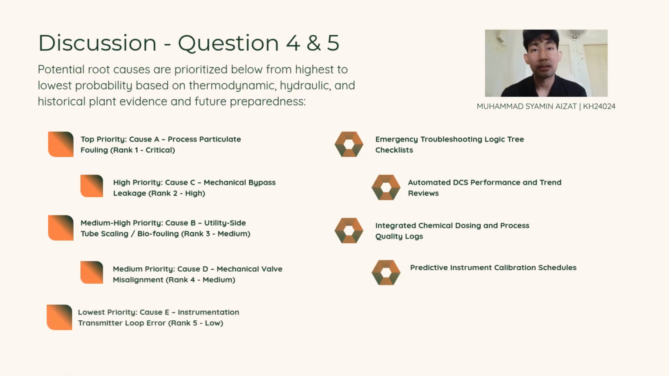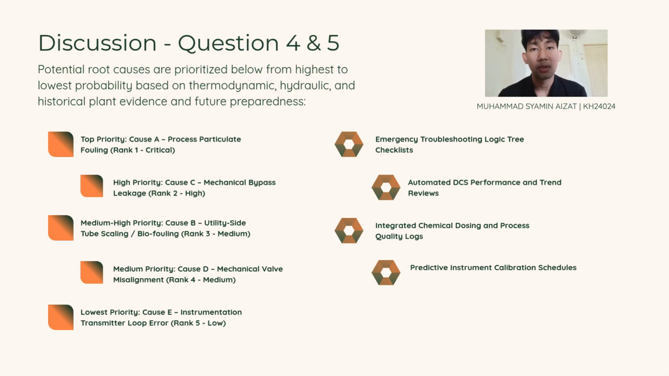Okay, so lastly, for questions 4 and 5, which are the potential root causes, prioritization, and future preparedness for these issues. For the potential root causes, the top priority we put as cause A, which is process particulate fouling, as it causes a thermal burden thermodynamically in the system.